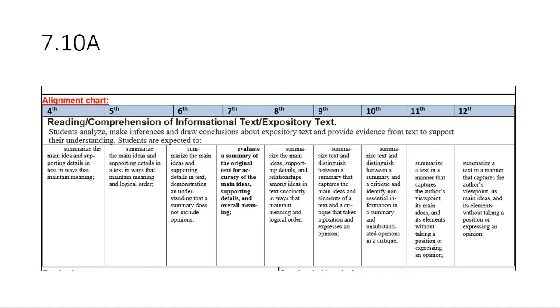10A, a readiness standard, partners very well with our process skills. This is not a new skill for students, as they've been summarizing since grade 2. However, it is a new part of this standard to ask the students to be evaluators of a summary, especially looking at the accuracy of the summary. Students may be able to write a summary, but they've never been asked to critique. They've never been asked to look at accuracy of the main ideas, supporting details, and overall meaning. Therefore, we have to help students become evaluators and be able to tell what's wrong with a summary and what's right with a summary.